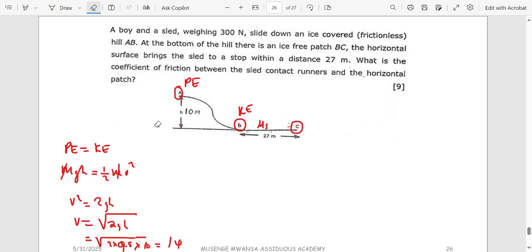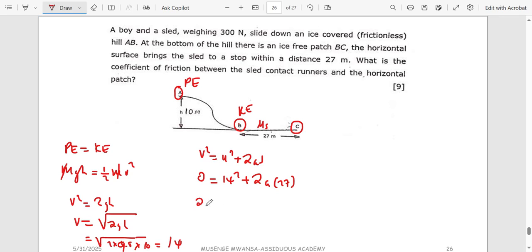So in this case now, we'll just bring in some few laws of motion. So we can find the deceleration from the point B to the point C, since it's coming to rest. You can say v squared is equal to u squared plus 2as. Final velocity at C is 0. The initial velocity at B we found 14. And then plus 2a, the distance is 27. Okay. We'll take this 2a the other side.